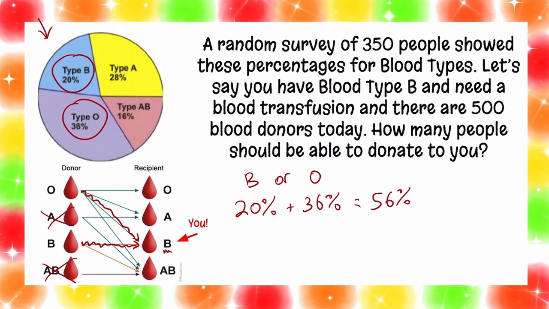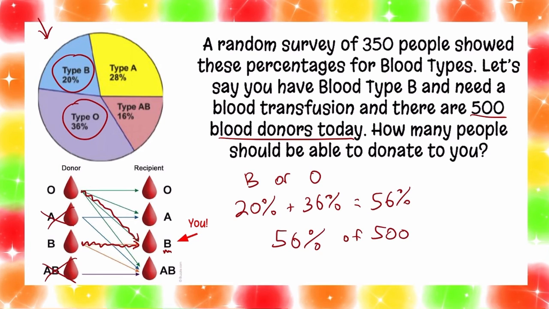If there are 500 donors that day, about how many people should be able to donate to you? We need to figure out what is 56% of 500. What would that be?